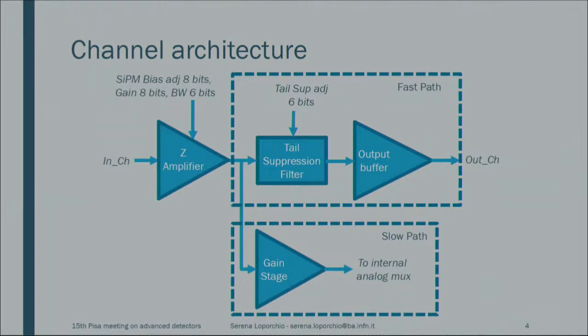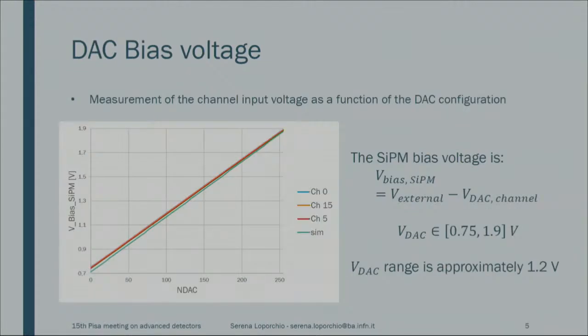And after that, we have two paths. One is what we call the fast path, which has a tail suppression filter, which again can be adjusted channel by channel, and what we call the slow path, which has an additional gain stage, and it is used to measure the current of the silicon photomultipliers. We can also, like I said, change the DAC bias voltage using a DAC to fine-tune the overvoltage of each silicon photomultiplier.